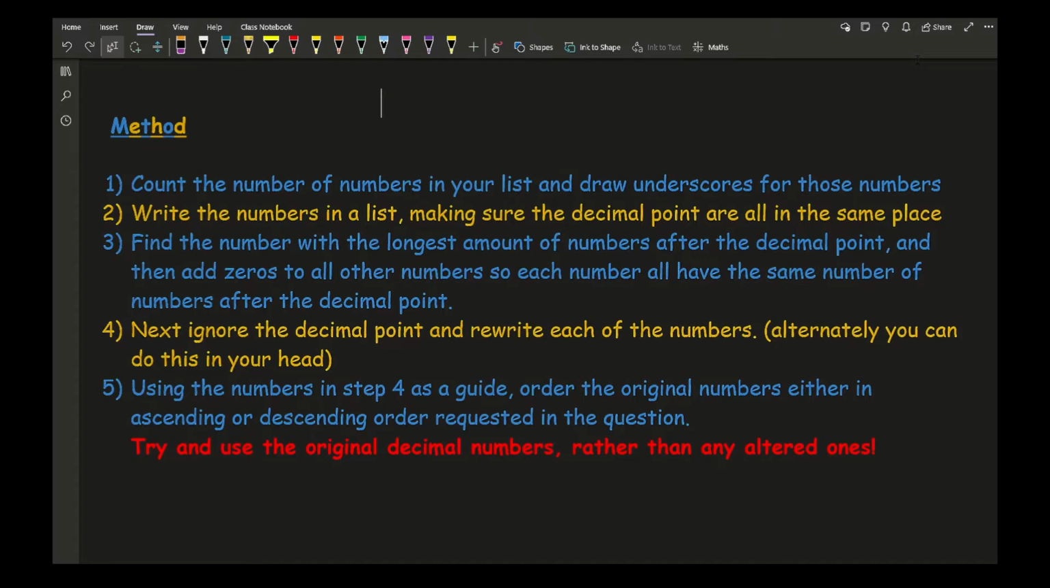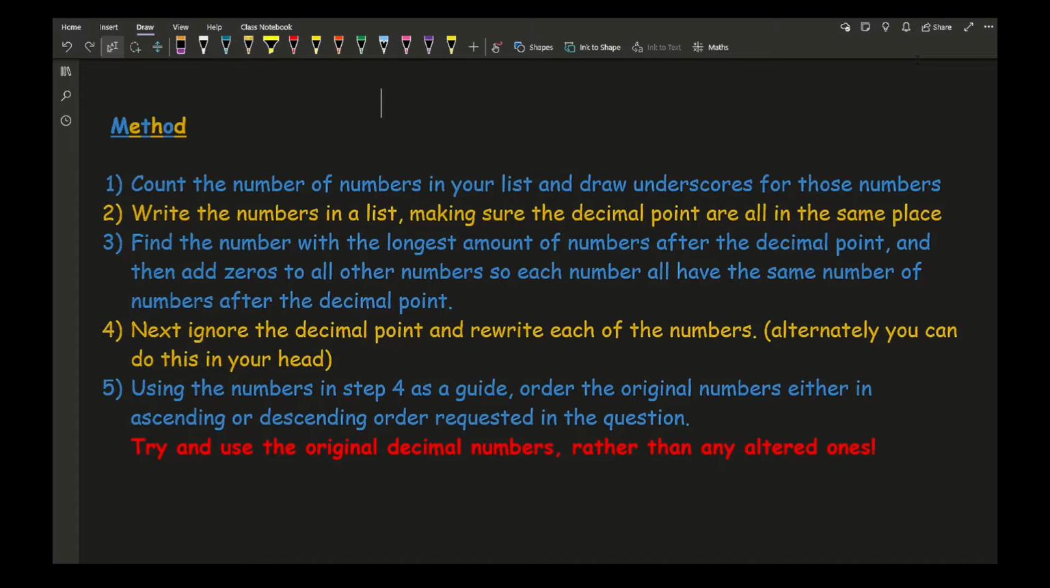The third step is to find the number with the longest amount of numbers after the decimal point, and then add zeros to all the other numbers so that each number has the same number of digits after the decimal point. Now that is a big mouthful of a sentence to read. It's probably not a well structured sentence, but it's easier for me to go through an example when I'm going through that step for it to make sense.